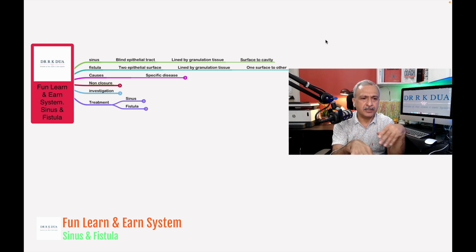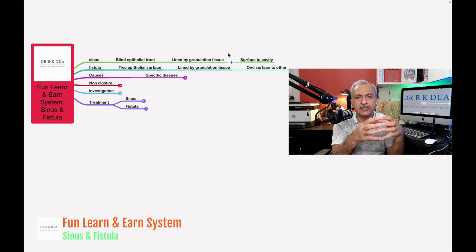So sinus is a blind tract lined by granulation tissue. So this term, that is the granulation tissue, is very important, because the track which is communicating the two ends in case of fistula, only to the surface in case of sinus, is lined by the granulation tissue, and this granulation tissue once formed inhibits the closure of the fistula spontaneously.